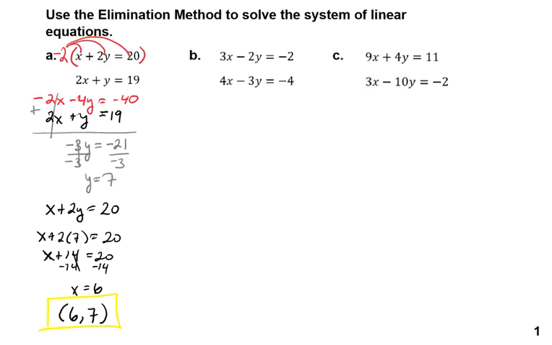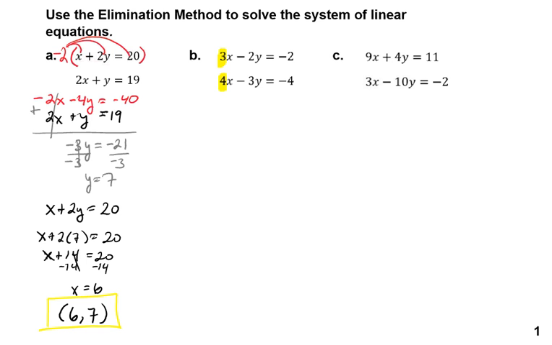Let's take a look at letter B. Here we have 3x minus 2y equals -2 and 4x minus 3y equals -4. Notice we don't have any matching x's or y's, and we don't have opposites either. So in this case, we just want to make a decision as to should we get rid of the x's or should we get rid of the y's. It really doesn't matter. It's kind of like a personal choice of what you think is going to be easiest. I'm going to go ahead and stick with the x's.